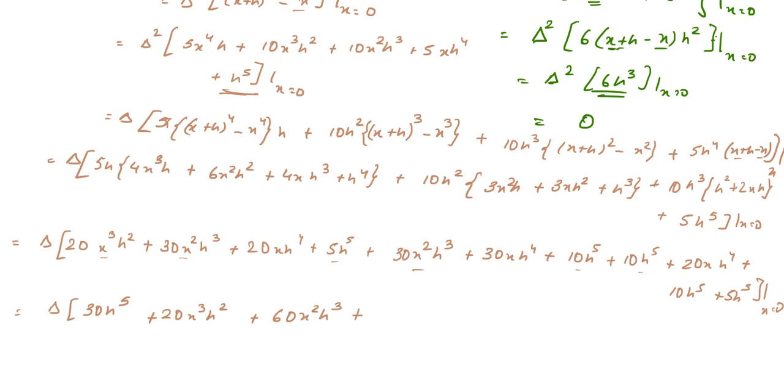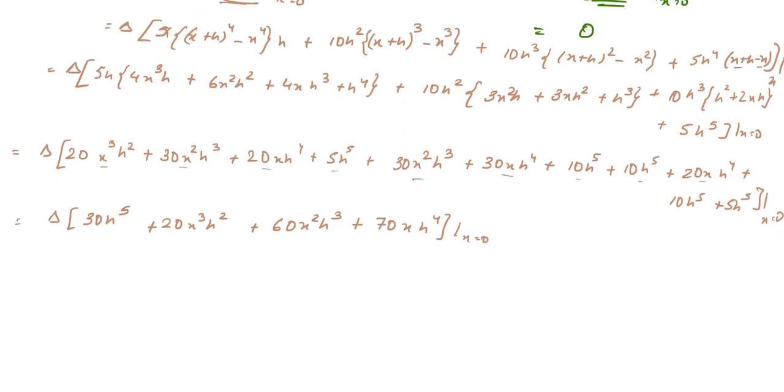cube. And now let us check x h to the power 4. So here we have a 20, here we have 30, so total is 50, then again 20 is 70, so here we have 70x h to the power 4, and here this is x is equal to 0. So now let us do the last delta and let's check the values. So this will be 30h to the power 5.